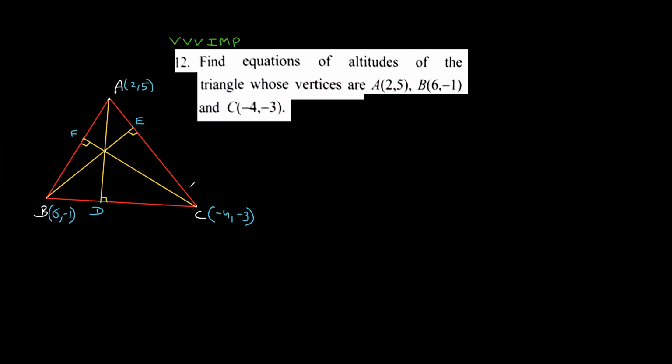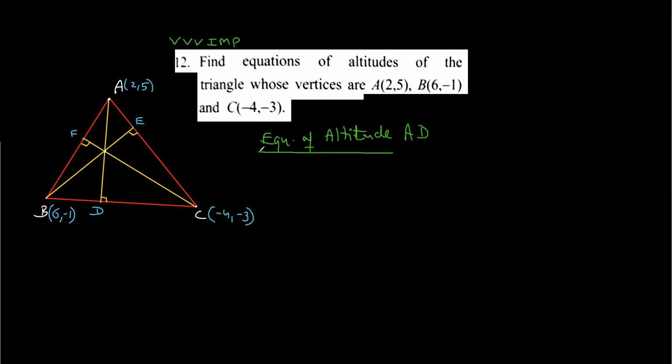In a triangle, there are three altitudes. That is, you draw the perpendicular from the vertex of a triangle to the opposite side of the triangle. So three altitudes. I will first go for the equation of AD. How do I find the equation of AD? For finding the equation of AD, let me first give you a heading. Equation of AD. I'll go one by one. So I'm going for the equation of altitude AD.